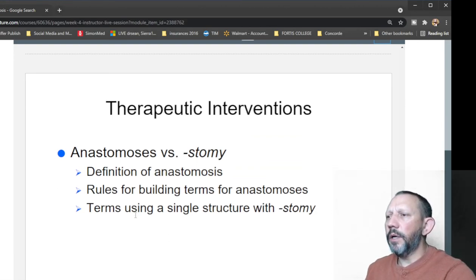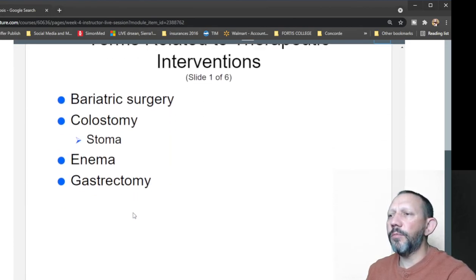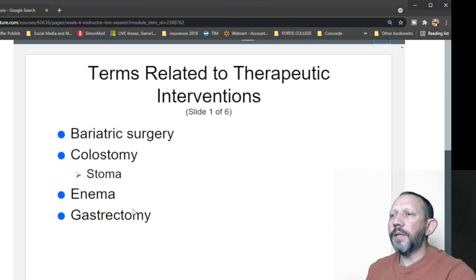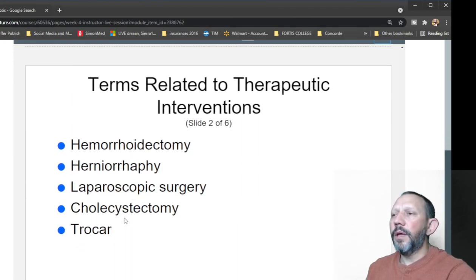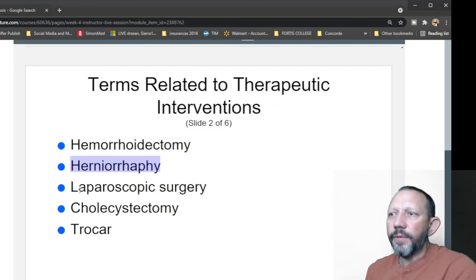Terms using single structure. Bariatric, colostomy, stoma, enema, and gastrectomy. Take out your stomach. Hemorrhoidectomy. They cut out your hemorrhoids. Ugh. Herniography. They look at the hernia, or they graph, they measure the hernia.